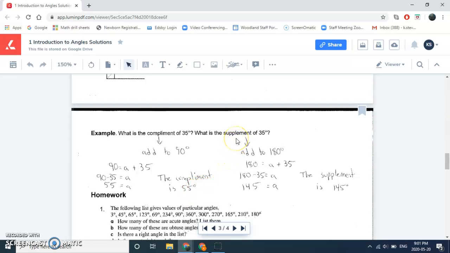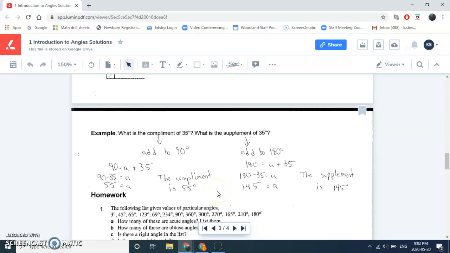So for the supplement, the easy way that I remember it is: supplement, you want to be supplemented with more money, more allowance. So supplement with more. So 180 is more than 90 degrees. So hopefully that'll help you remember 180 degrees for supplement. So again, same way as before, we have 180 equals A plus 35. So we need to subtract out our 35. We're left with 145. So the supplement of 35 is 145.